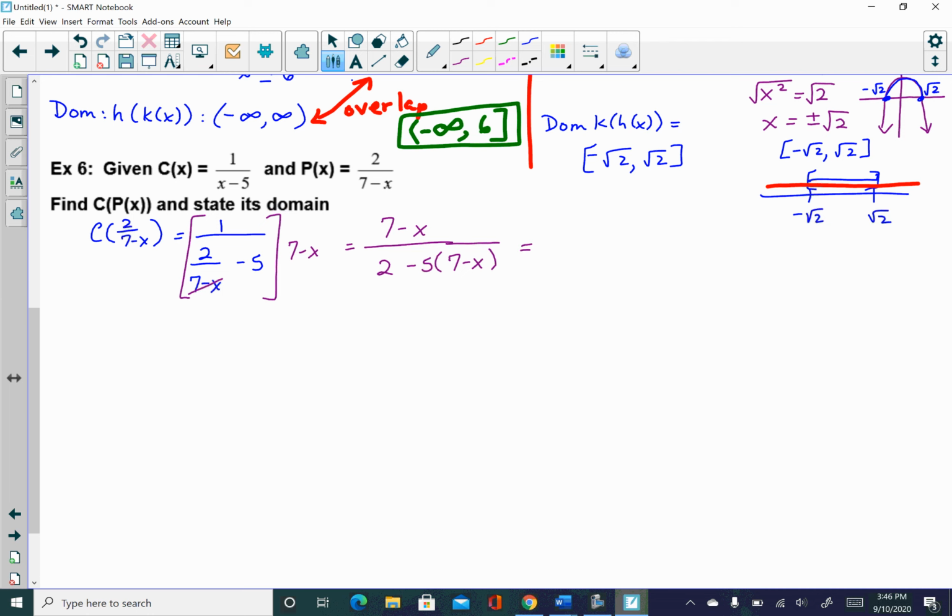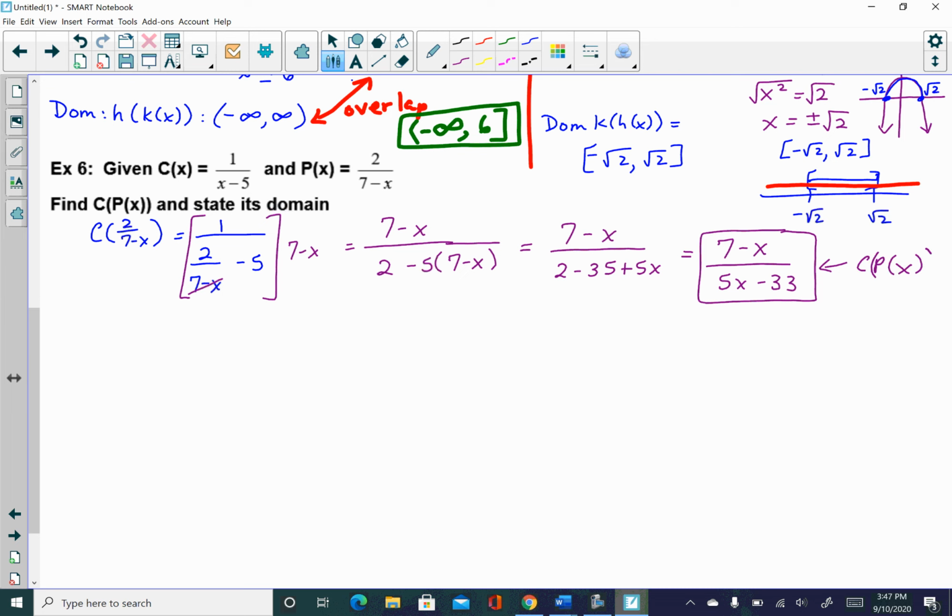So now from here, I have 7 minus x up top. Let's clean up the bottom. I've got 2, and you take this negative 5 and distribute it. So I have negative 35 plus 5x. Let's go one more time and still clean up. So 7 minus x over, on the bottom, 5x minus 33. That would be, this is now your c of p of x. That's that composition. Now it wants the domain.